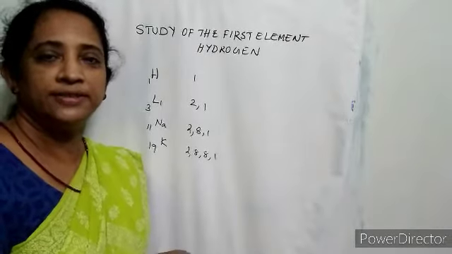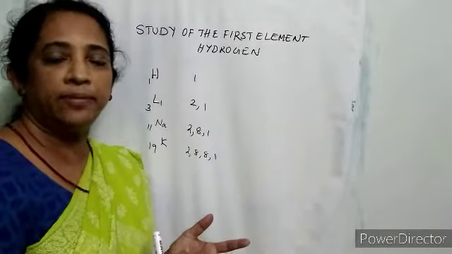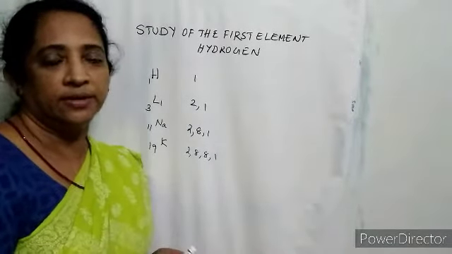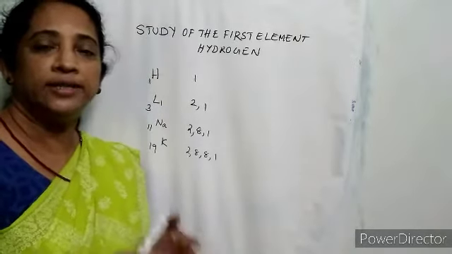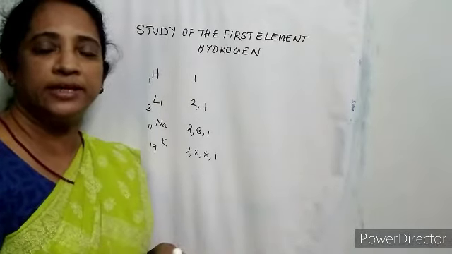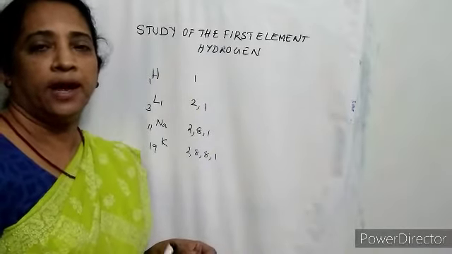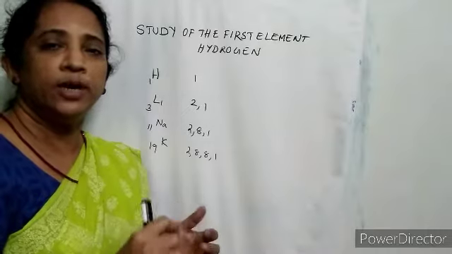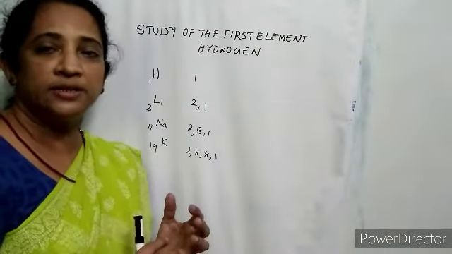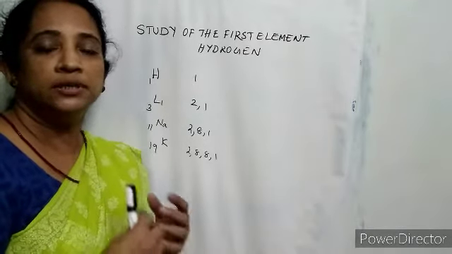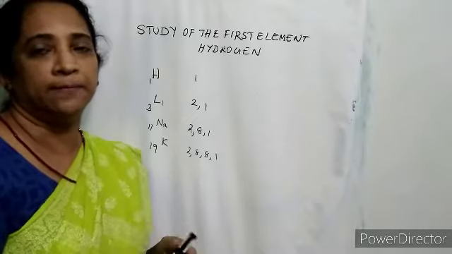Good morning, students. In the last class, we studied the periodic table. There are 118 elements in the periodic table, and in the modern periodic table the elements are arranged in increasing order of atomic numbers. The element with atomic number 1 is hydrogen. In today's class, we are studying the properties, method of preparation and uses of hydrogen.